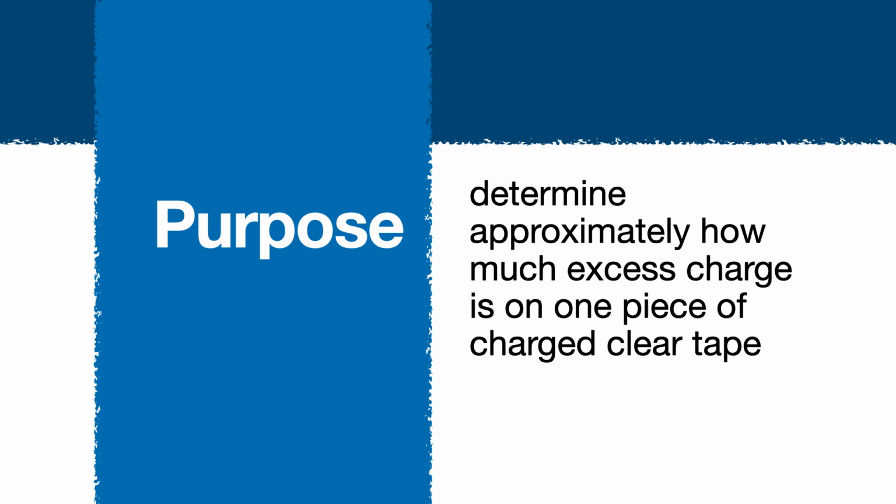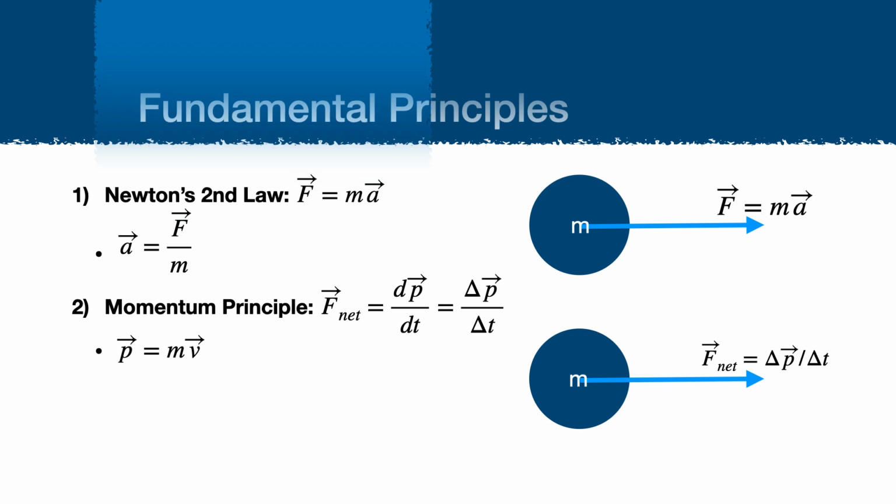The purpose of this lab is to determine approximately how much excess charge is on one piece of charged clear tape. In this lab, I will be using Newton's second law and the momentum principle. Newton's second law is force equals mass times acceleration, which tells us the acceleration of an object is directly related to how much force is applied to the object. The momentum principle tells us that in an isolated system, momentum is conserved for any interaction between two objects.